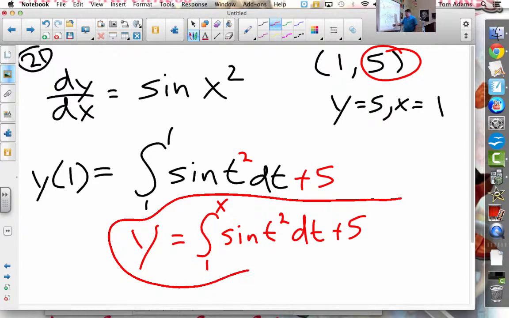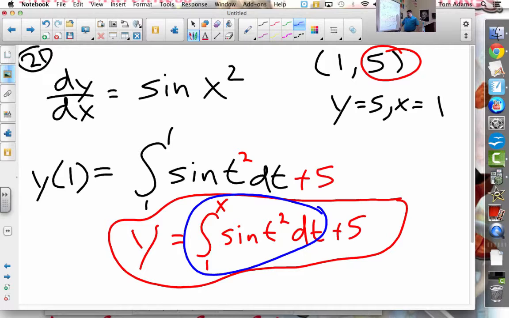Mr. Adams, why is it still sine? If sine's the derivative. It's not sine, it's the antiderivative of sine t squared. The only thing that's really kind of throwing you off is we don't know what this is. This is some function. We just haven't gone through the work to figure out what that function is, right?